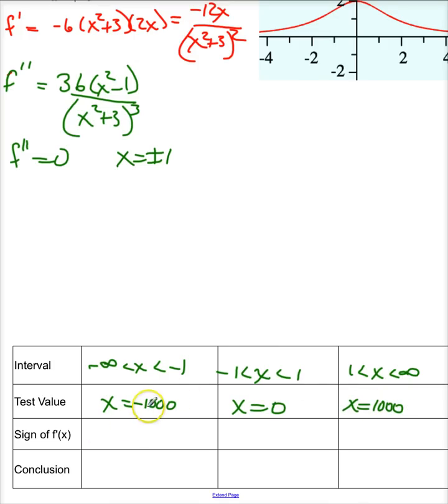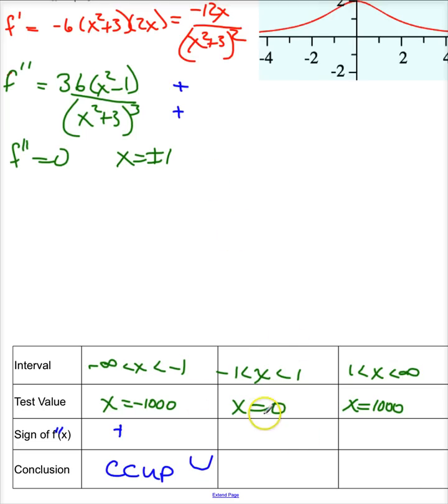Now, what's the sign of f double prime? We're going to do the sign thing again like I did before. When x is negative 1,000, negative 1,000 squared is positive, so my numerator is going to be positive, and my denominator is going to be positive. So this is positive, and this should be f double prime, not f prime. And the conclusion is it is concave up. I put a little smile there.